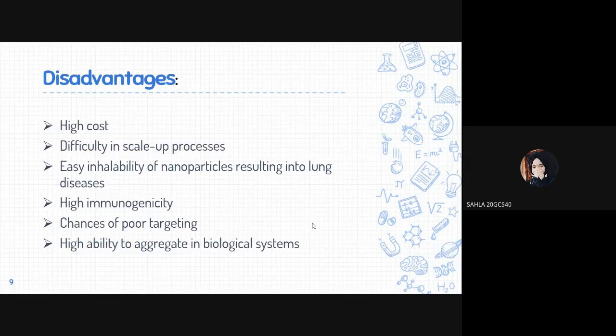Also, its high immunogenicity can cause unwanted immune responses in humans and other animals. For nanotechnology, there is also the chance of poor targeting because of a lack of convincing proofs. Also, it is said that the high ability of nanoparticles to aggregate in biological systems can cause the grey goo scenario, in which the nanorobots would self-replicate, cloning themselves until the entire organic world is consumed and we are left with a mass of grey goo. Scary, right? But no worries, it is still not technically proved.